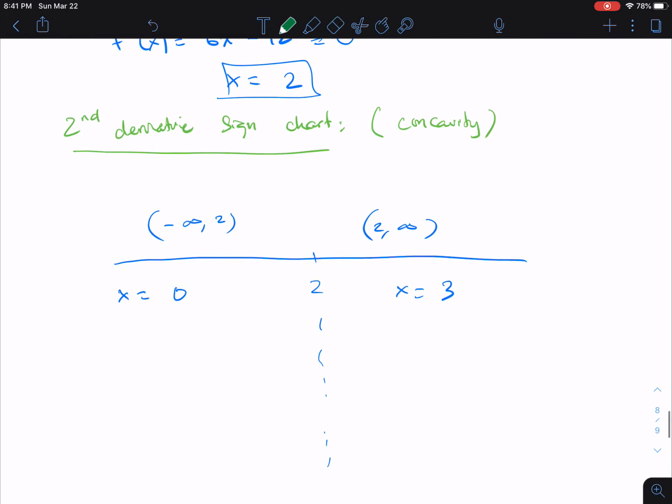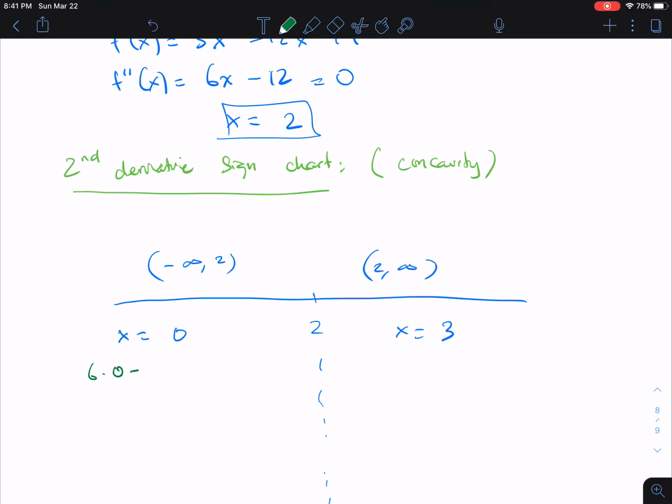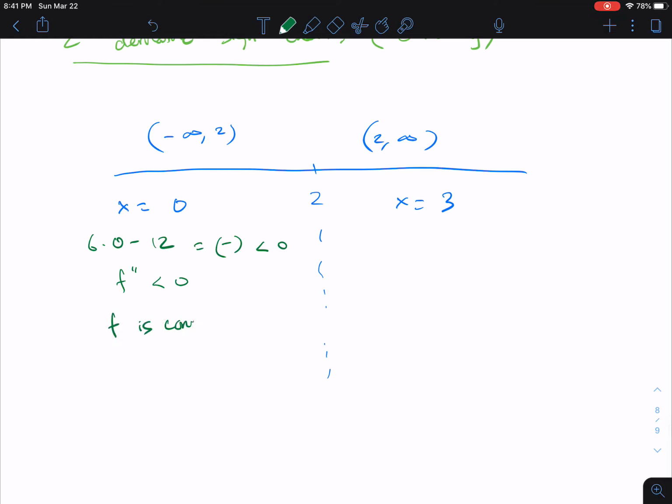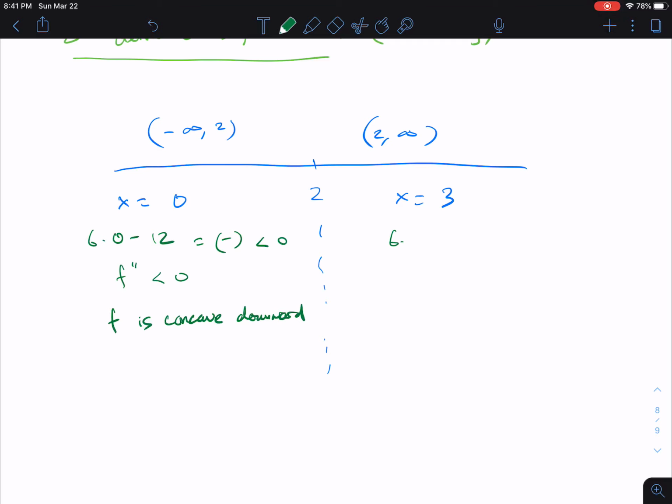The second derivative is 6x minus 12. We're going to plug in x equals 0, and that gives us a negative sign. Negative means less than 0, so the second derivative is less than 0. If the second derivative is less than 0, that means the function is concave downward. So we'll say f is concave downward. Over here, let's plug 3 into the second derivative.